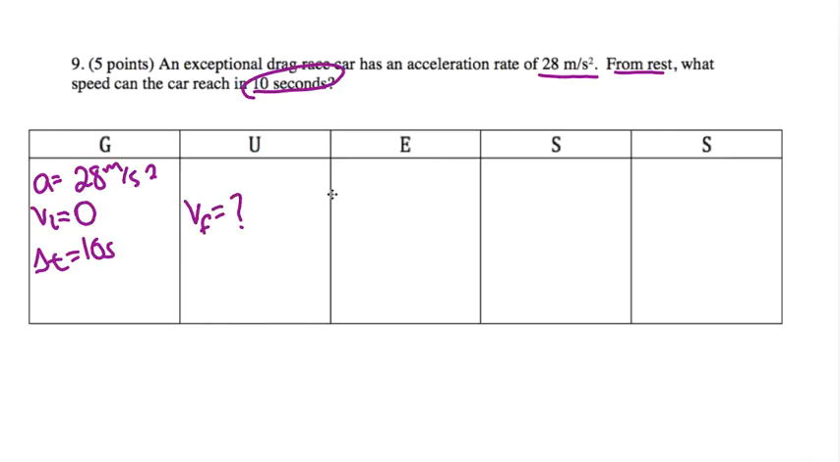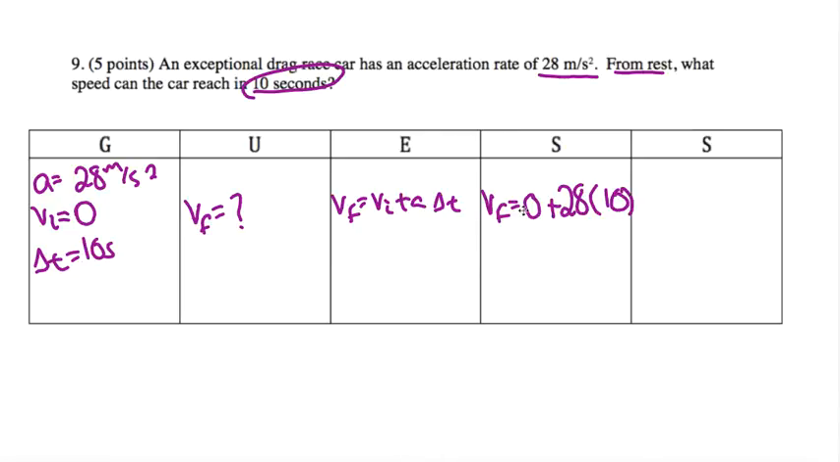So the equation for that, velocity final, is equal to velocity initial plus acceleration times time. And we know all three of those things. We just have to plug them in. So velocity final will equal our velocity initial, we said, is 0, plus acceleration, which is 28, multiplied by our time of 10.